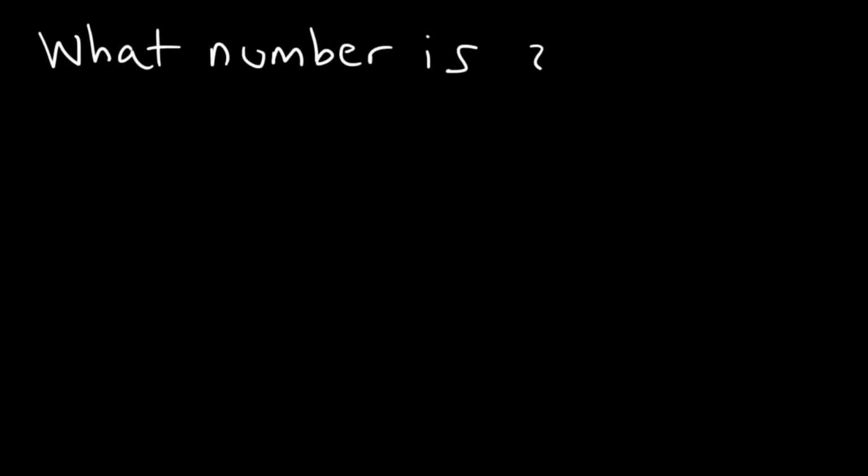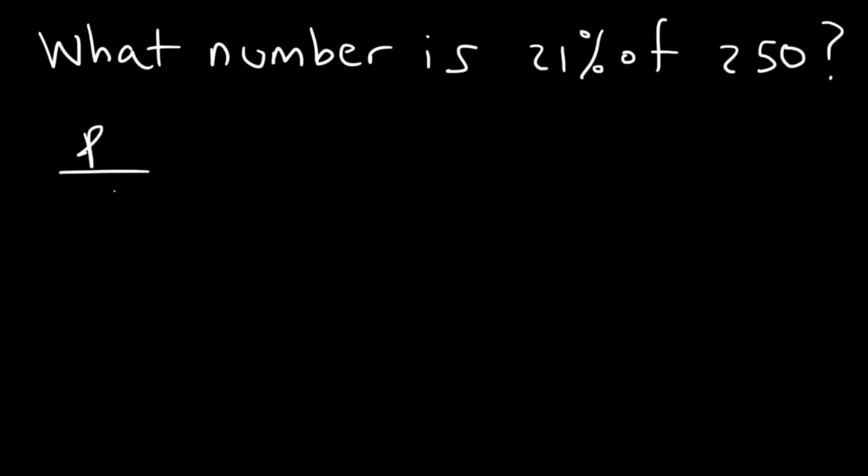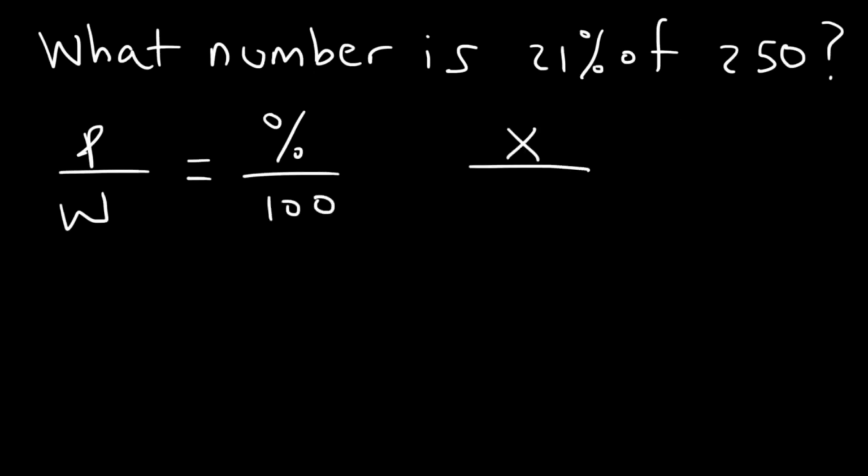Here's another example. What number is 21% of 250? So we're looking for the part once again. Let's replace p with x. The whole is the number associated with the word of, that's 250. We have the percentage, which is 21%, and let's cross multiply.